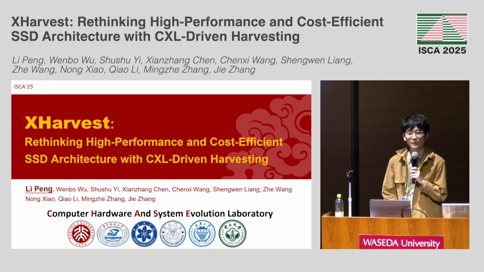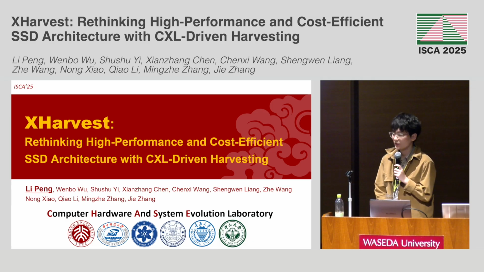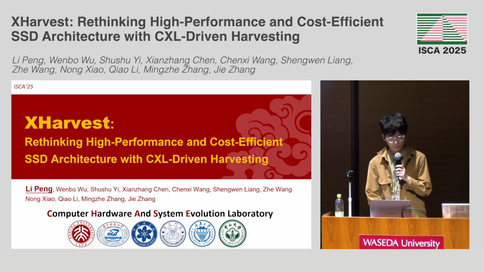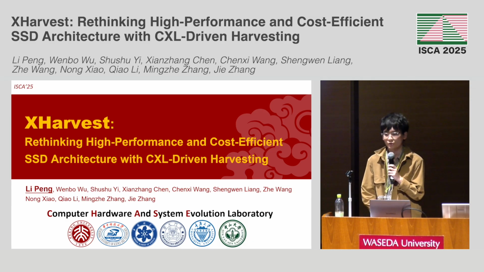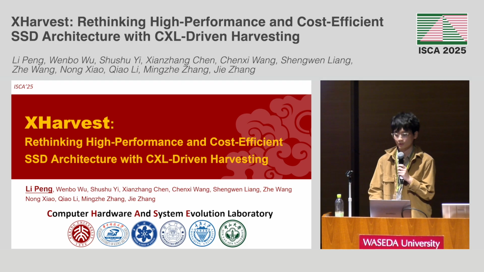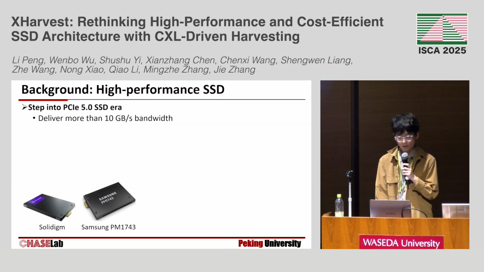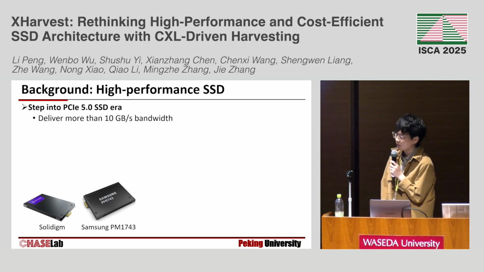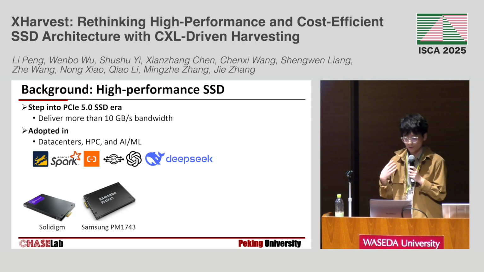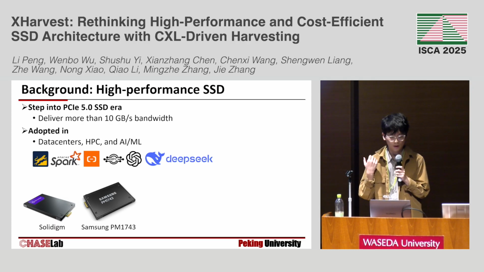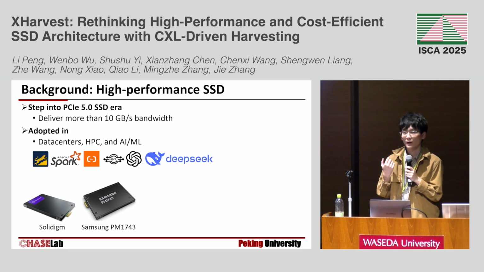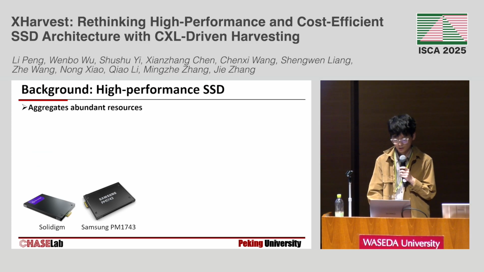I'm excited to be here to introduce our work, XHarvest, which is a high-performance and cost-efficient SSD architecture with CXL-driven harvesting. The latest PCIe SSDs can deliver more than 10 GB per second bandwidth. This high performance makes them adopted across diverse computing domains such as AI and ML workloads.